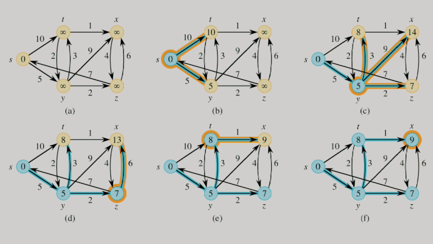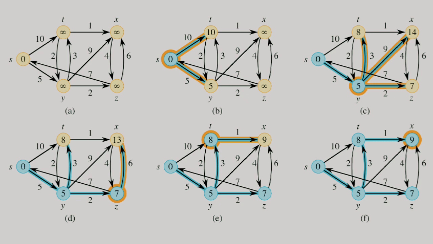Dijkstra's algorithm finds the shortest distance from a source vertex to all the other vertices. In this example, S is the source vertex. So you can see the value 0 written within the vertex S. It indicates the distance from the source to the source is 0, and all the other vertices are initialized with the value infinity. The values written within the vertices indicate the shortest distance of the vertex from the source.